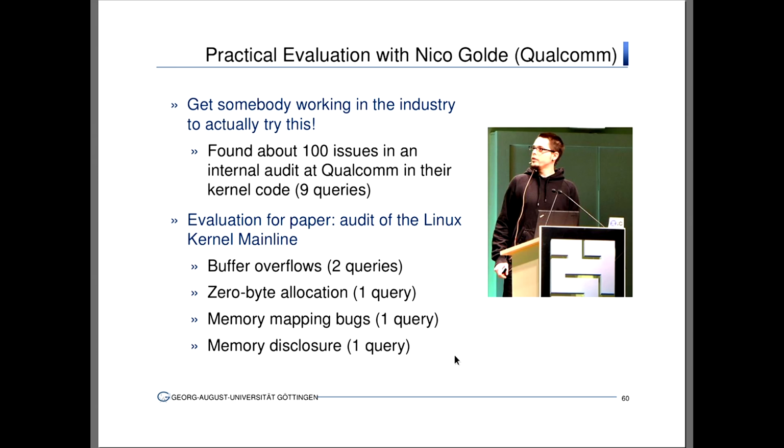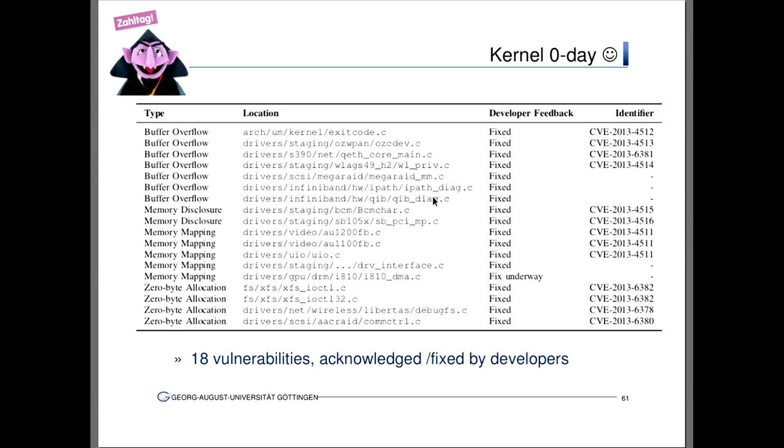But then we also did an evaluation, and he did most of the work on this, on the Linux kernel mainline. We formulated different kinds of queries: 2 queries for buffer overflows, which you just saw, although they were slightly rewritten, then 0-byte allocation, memory mapping bugs, and some memory disclosure bugs. This one was rather complicated, and I need to publish it at some point. And we found a lot of bugs, and I'm kind of proud of that, using this.